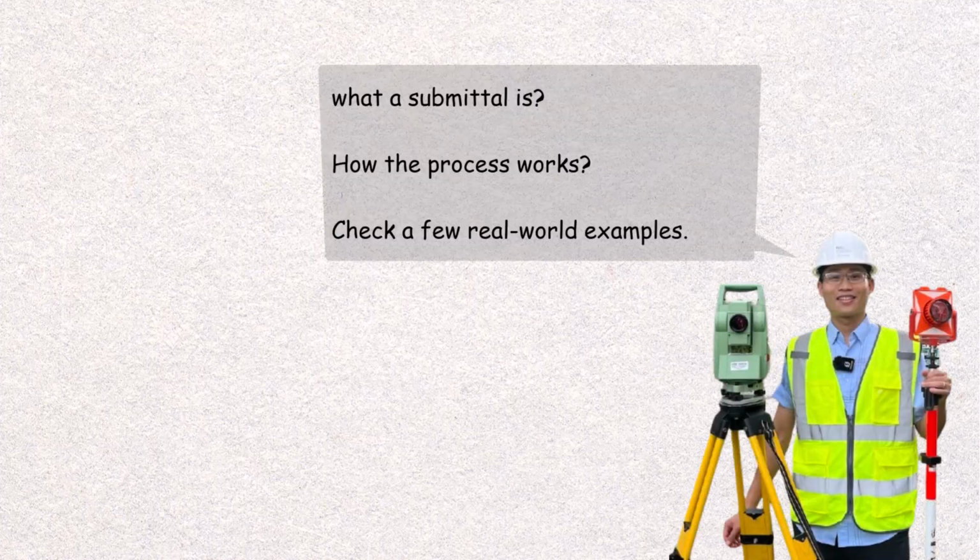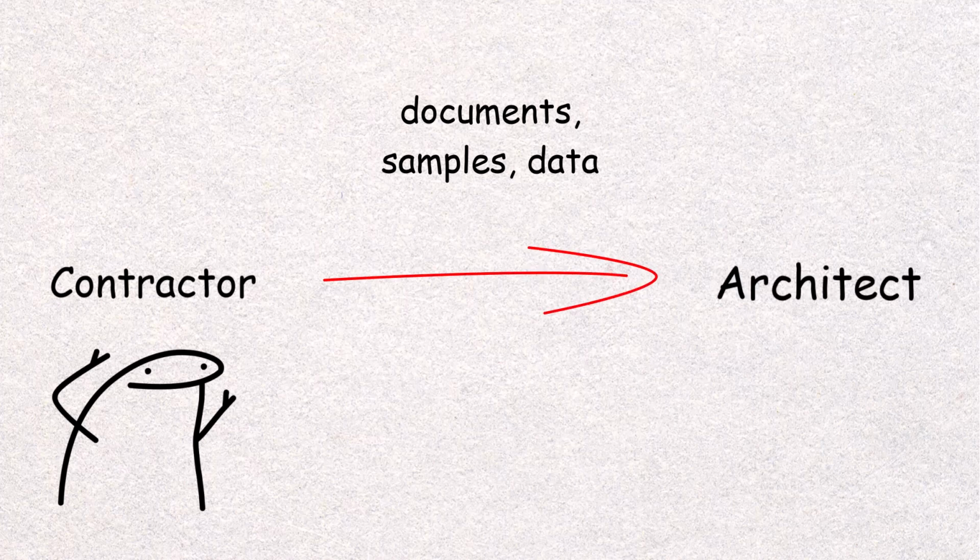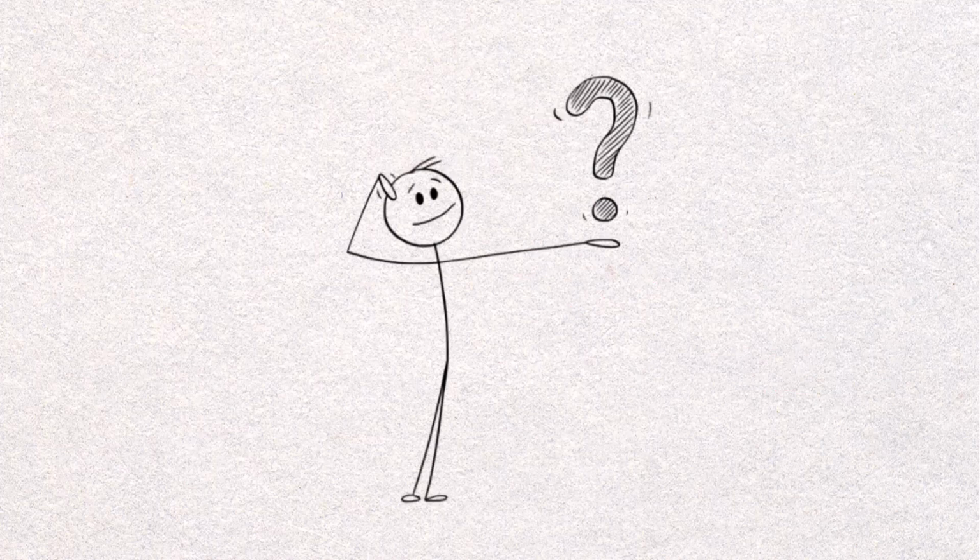In this video, we're going to break down what a submittal is, how the process works, and walk through a few real-world examples. So let's start with the formal definition. A construction submittal is a set of documents, samples, or data that contractors send to the architect, engineer, or project manager for approval before work begins. In simpler terms, it's how the contractor shows the design team what they plan to use and how they plan to build it. Why is this important?